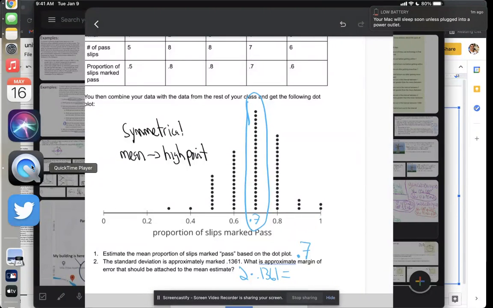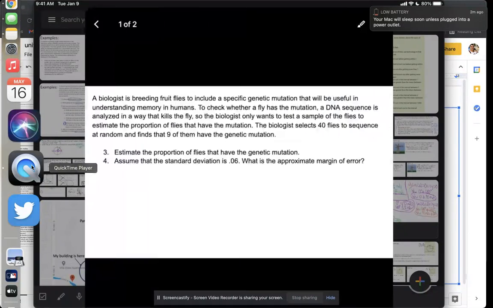2 times 0.1361 is 0.2722. That would be the approximate margin of error attached to that. So the estimation of the mean is 0.7, and the margin of error is 0.2722. So that's number 1 and number 2. Let's take a look at number 3 now.